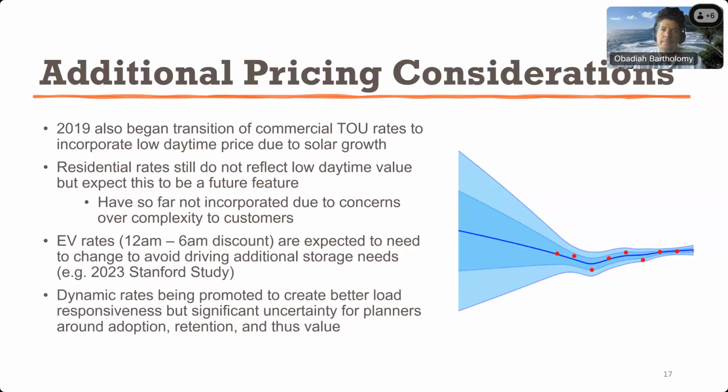I didn't mention commercial yet, but we did transition our commercial rates beginning in 2019 to incorporate a low daytime price due to solar growth. That's really critical in terms of aligning that commercial VPP and behind the meter storage and what we would have to pay customers to access that resource. So getting your rates right really sets up their avoided cost or opportunity cost for participating in these VPPs and getting the most out of those assets.